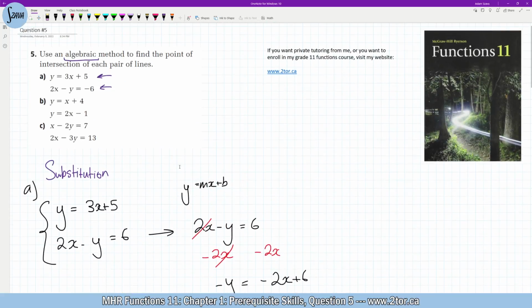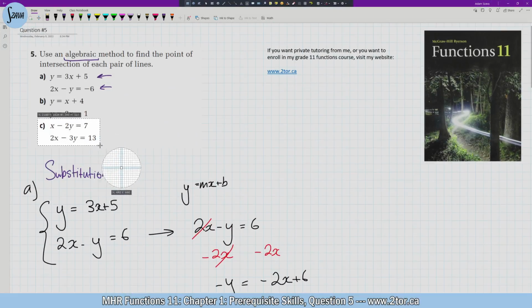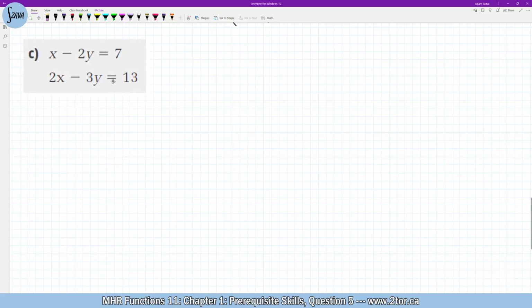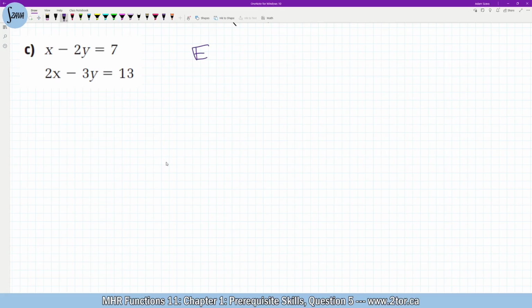Let's go to part C, the last part of the question. So part C, notice they are both in standard form, right? So at this point, you could try the elimination method. Okay, so I'll do this example using the elimination method. Now, this is not substitution, right? So we will not be rearranging for y equals. So in elimination method, you actually want them to be in standard form.